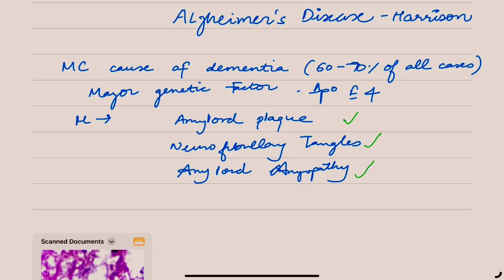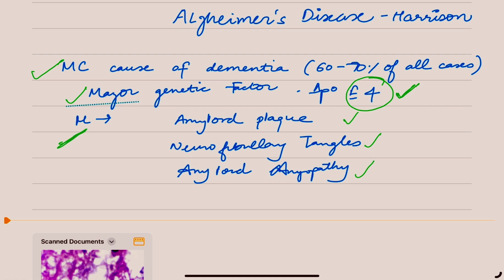Alzheimer's is the most common cause of dementia. 60 to 70% of all dementia cases are Alzheimer's alone. The major genetic factor causative for the disease is ApoE4. Remember, it is E4, not E2.